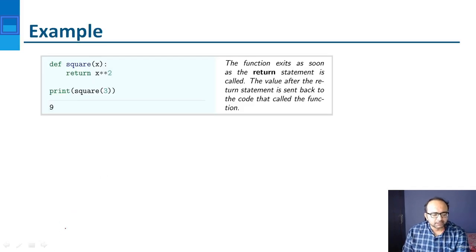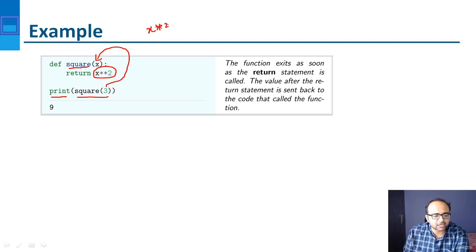Let's see this example where we are computing the square of the given number. You can see print square of 3. We are calling a function called square by passing the parameter 3. So this 3 will be copied into x, and this function square will return x double star 2, which is nothing but x square. What is the x value passed here? The x value is 3, so 3 square is 9. This returns the value 9 back to the calling function, and it prints that value. So the result obtained will be 9.